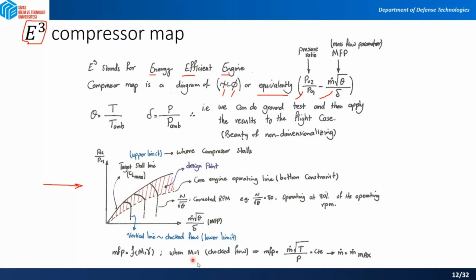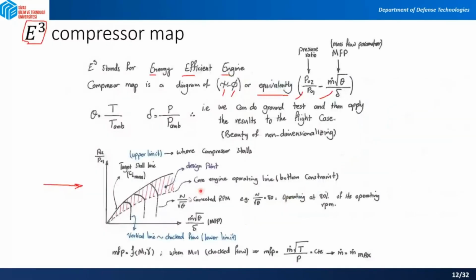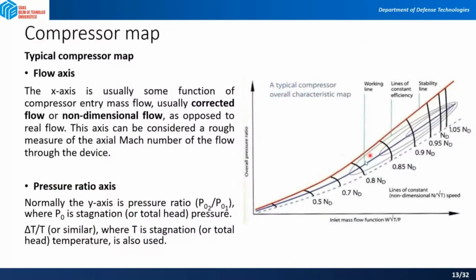So when we have choked flow, your Mach is 1, so your mass flow rate is maximum. And the pressure ratio axis in here, you have the pressure ratio where P0 is the stagnation, and delta T over T, where T is the stagnation or total head temperature, is also used there. And as we said, we have this stability line, or target stall line in here. We have a working line in here. What is working line? We will tell it to you.